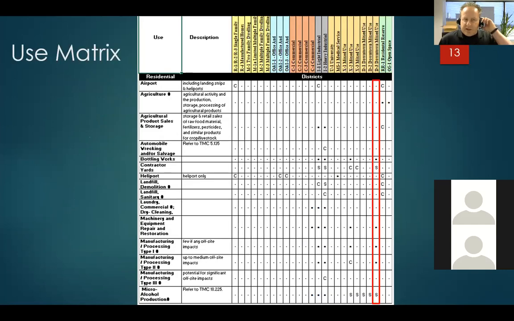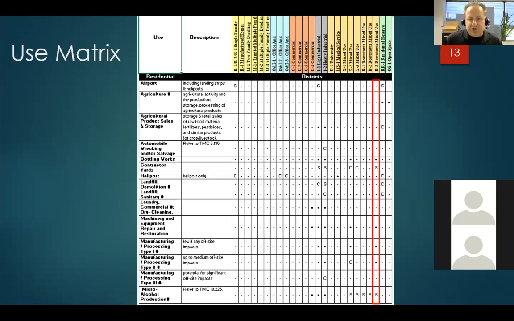The next couple slides are the use matrix. I'll pause for a little bit on this and hopefully you can see that fairly well. To explain what's going on here, this is the industrial use matrix, a couple pages here. All the uses are listed on the left-hand side, and then the zoning districts are across the top. I've highlighted D3 on the right-hand side there in that red box.